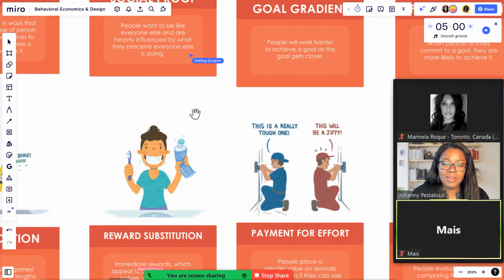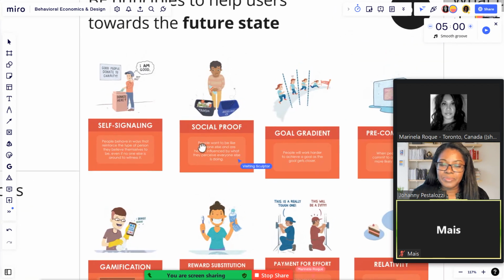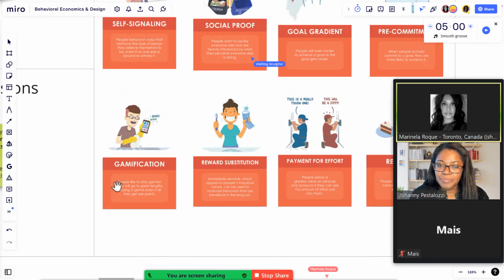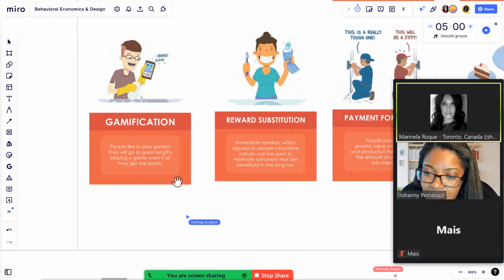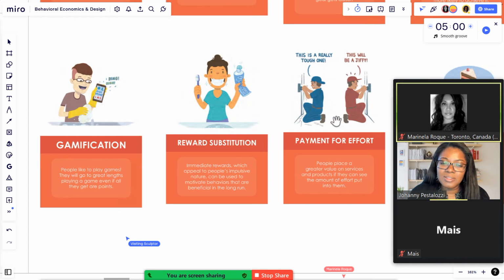Perfect. Thank you. Marinella, would you like to share some thoughts around your cards? Sure, I chose gamification and reward substitution, which have a similar underlying theme around incentivizing towards the behavior that we want to see. Gamification is really about making it more fun, and the substitution is giving them something similar. Perfect. Yes, it sounds really good.